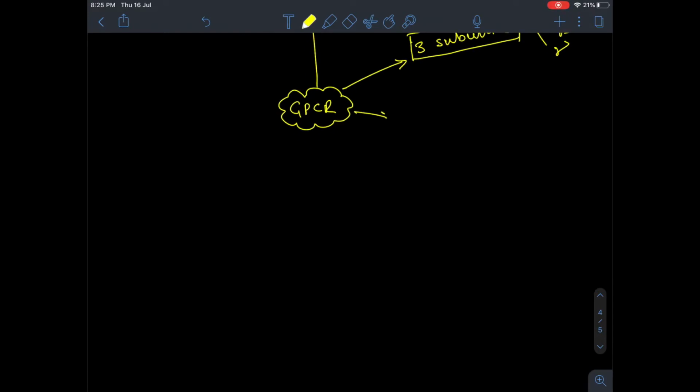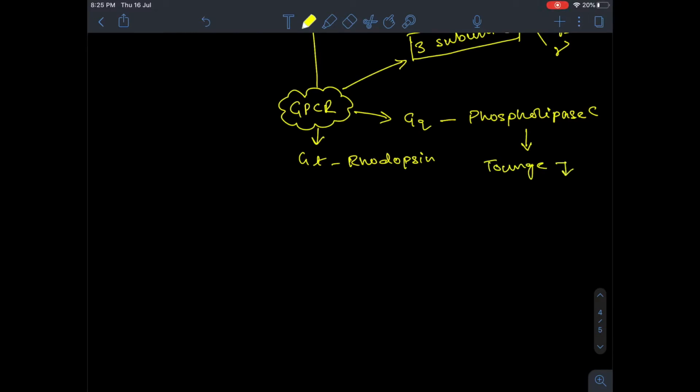Now, there are sometimes Gq and Gt. This Gq is also associated with phospholipase, basically phospholipase C, which is present in our tongue, and Gt is associated with the rhodopsin, which is present in our eye. This is present in the tongue and they act as taste receptors. And this Gt rhodopsin is present in the eye and they are basically light receptors.